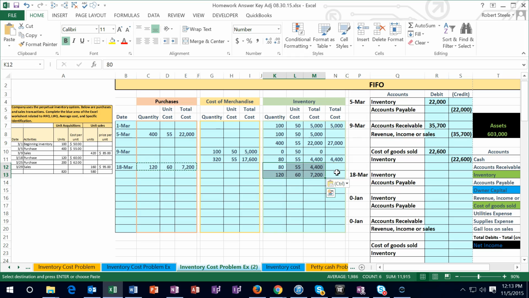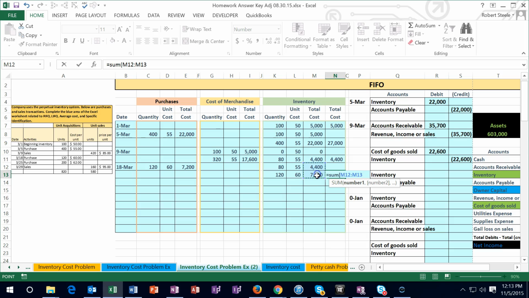And therefore, we can sum them up on this side. I'm going to say this equals the sum of the 4,400 and the 7,200. And so we get the 11,600. So let's go ahead and post that and see what happens on our transaction.